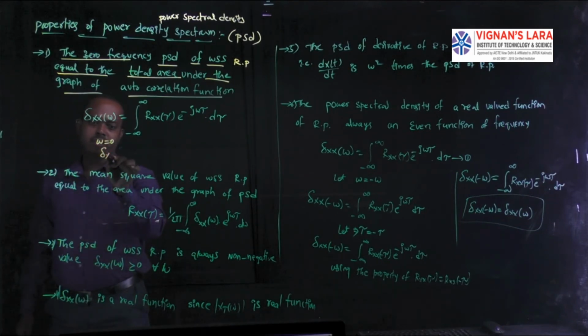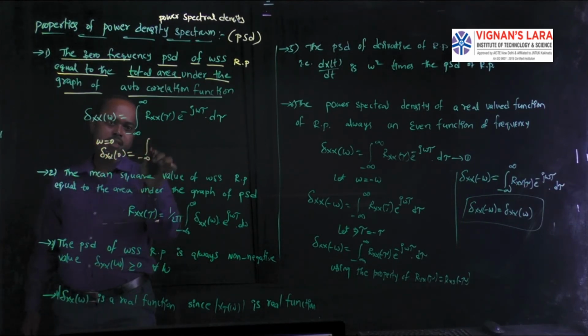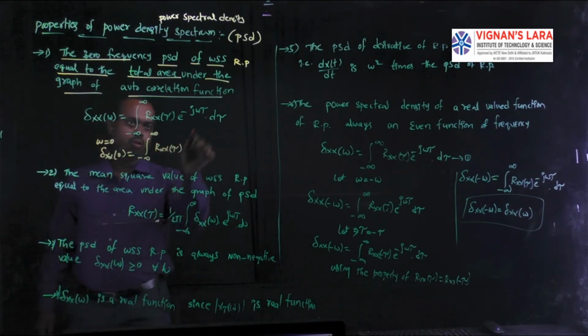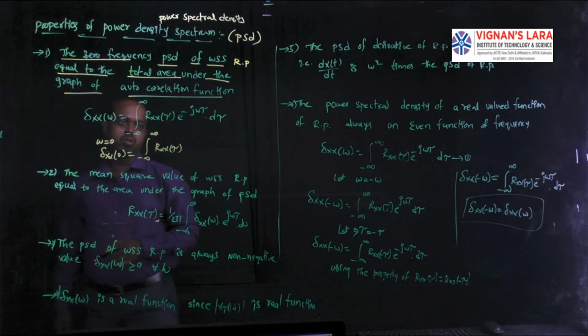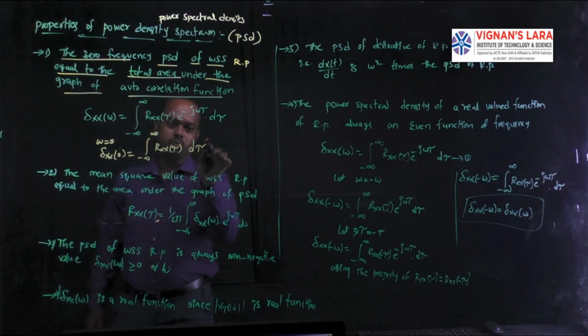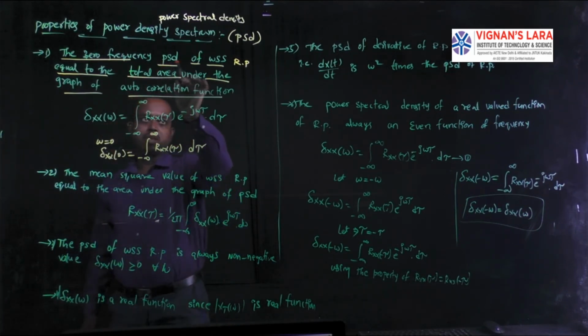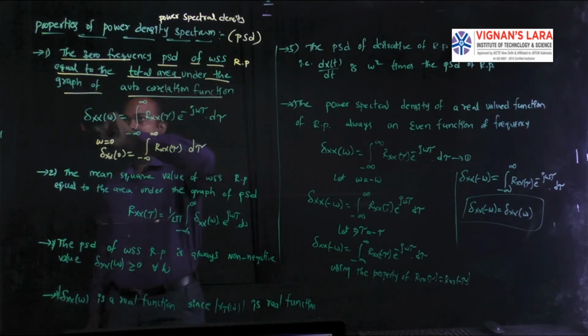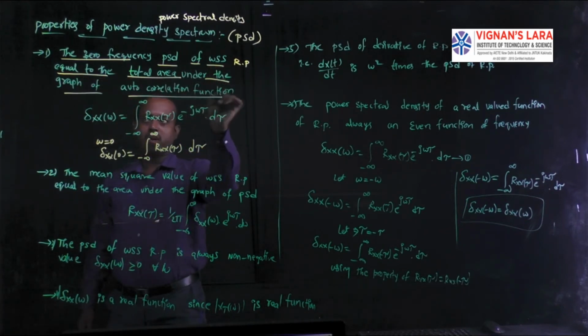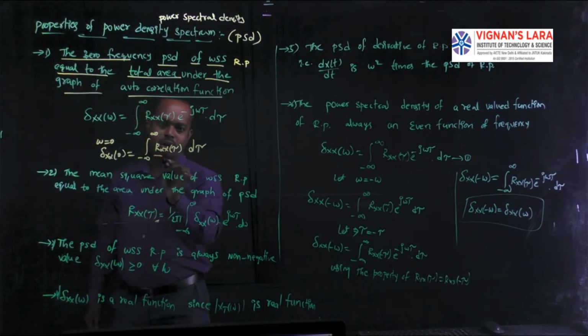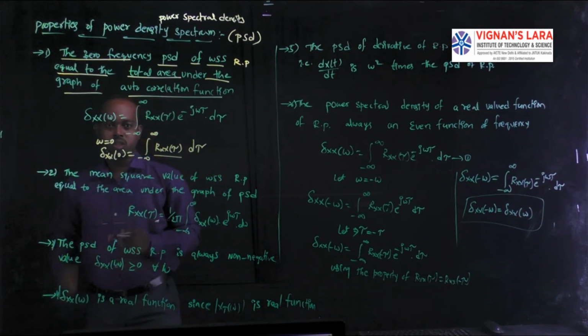Then Rx is the S_X(0) equal to the integral from minus infinity to plus infinity of R_X(tau) e^0, where e^0 means 1, d tau. This statement is saying, in that first property, that the zero-frequency power spectral density of a WSS random process is equal to the total area under the graph of the autocorrelation function. It is representing the total area of the autocorrelation function. This is the first property.